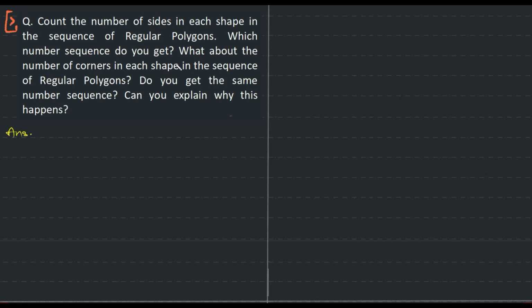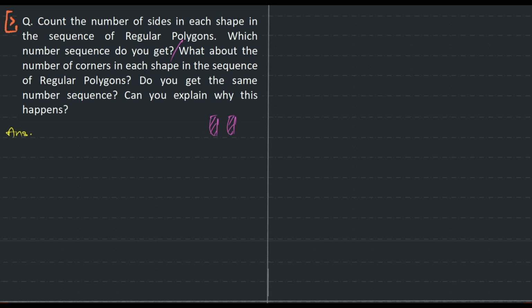Count the number of sides in each shape in the sequence of regular polygons. Which number sequence do they get? Do you get basically? Please pause and think about what is a regular polygon. Don't open your book. Just think. Take a second. I'll show it.